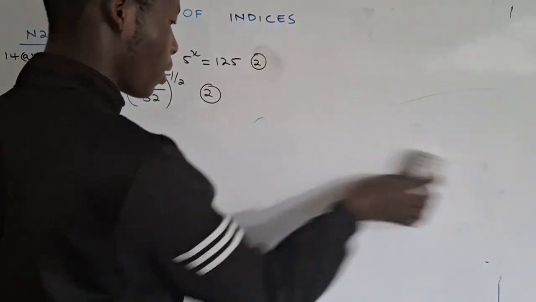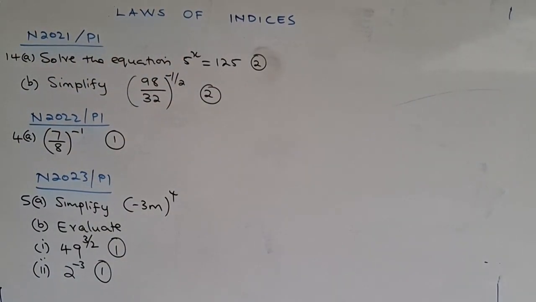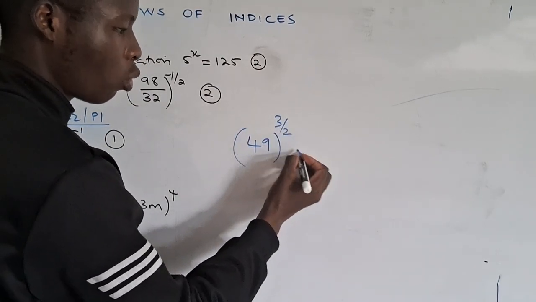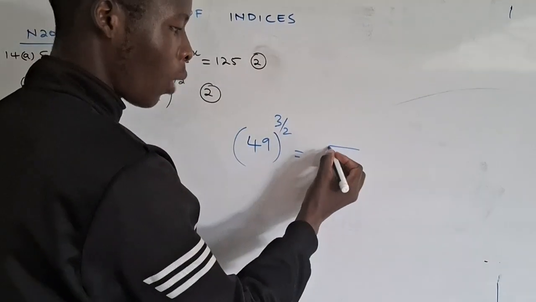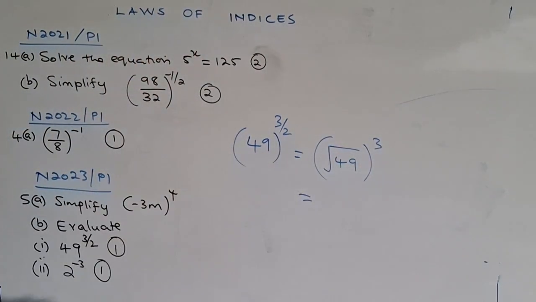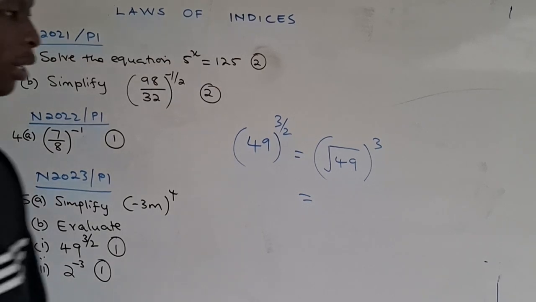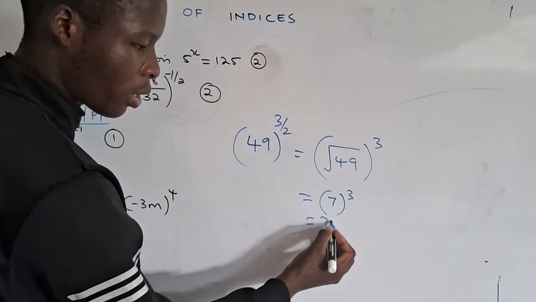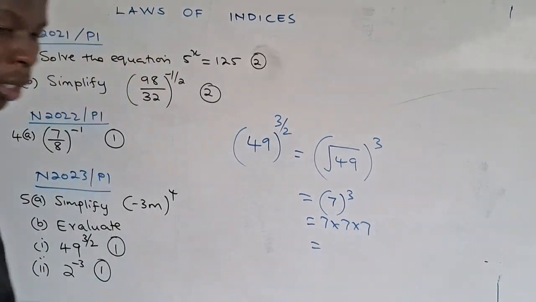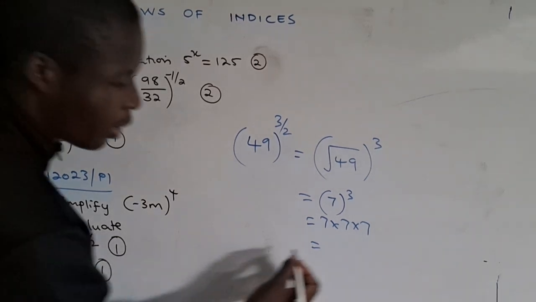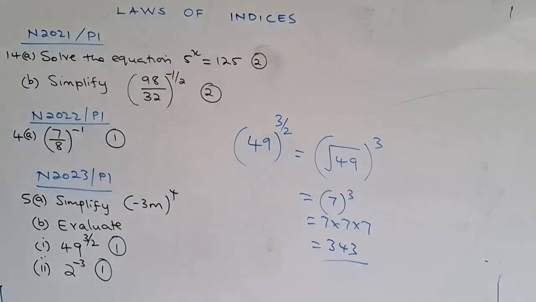Let's move on to the next part. B part, evaluate 49 to the power 3 by 2. What is the meaning of this? It is the square root of 49 raised to the power 3. I told you the meaning of this. So what is the square root of 49? The square root of 49 is 7, raised to the power 3. This simply means 7 times 7 times 7, which is 49 times 7, which is 343. This is the final answer.